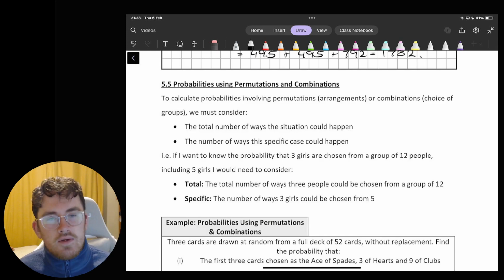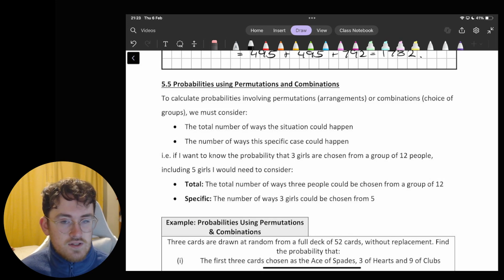But to consider the probabilities involving either arrangements or combinations here, we need to look at the total number of ways this could happen and then the number of ways that the specific case in question could happen. So for example, if I want to know the probability that 3 girls are chosen from a group of 12 people, which includes 5 girls, I would need to know the number of ways of choosing the group of 3 people, and then the specific case of choosing these 3 girls from the 5 girls.